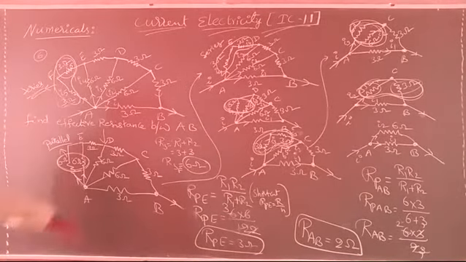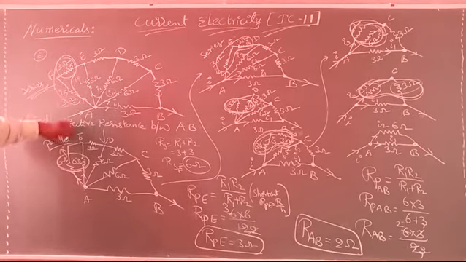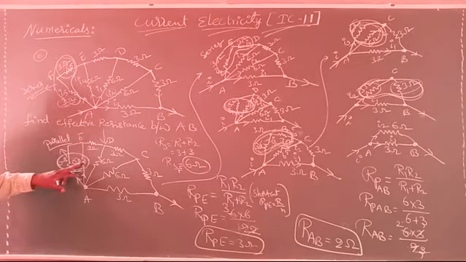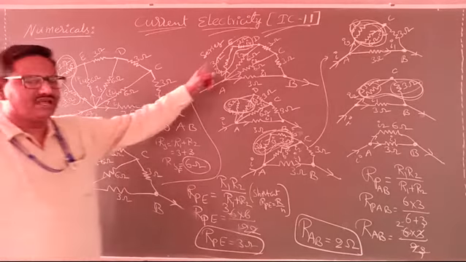How will it be? In the first circuit, first we need to take these two in series. Then the effective resistance will be in parallel with this one. These two are parallel, so the effective resistance will come as here, 1. That will be used in this circuit.